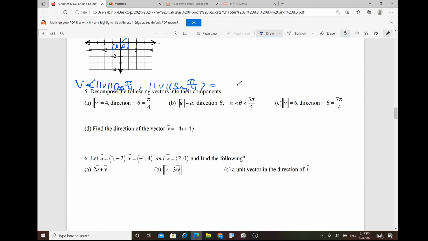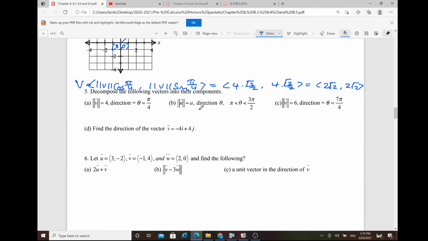Okay, so component form. Cosine of pi over 4, which is what? Root 2 over 2. The norm of vector v is 4. So 4 times root 2 over 2, comma, and then 4 times sine of pi over 4, root 2 over 2. So eventually this one is 2 root 2, comma, 2 root 2. No need to sketch the graph, just leave it like that, so component form.